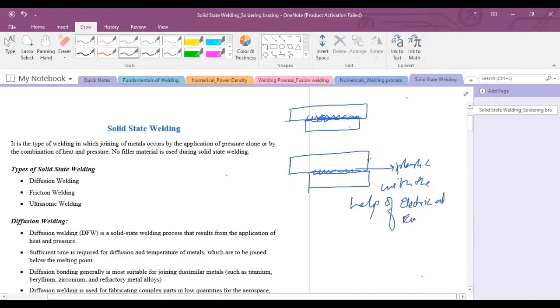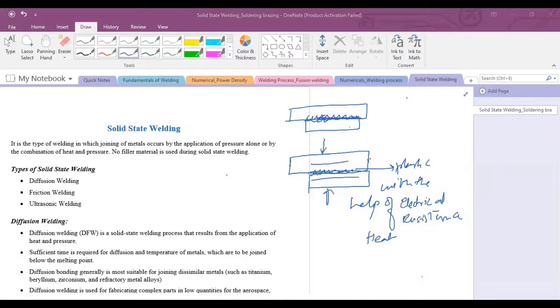This electrical resistance is achieved by current, and due to this electrical resistance heat will be created, and because of that heat, this interface will go into the plastic state, and force is applied at both ends. Due to this force, atoms of this base plate and atoms of this base plate will fuse together in the plastic state, and after some time this joint will solidify and form a strong bond. This is solid state welding.